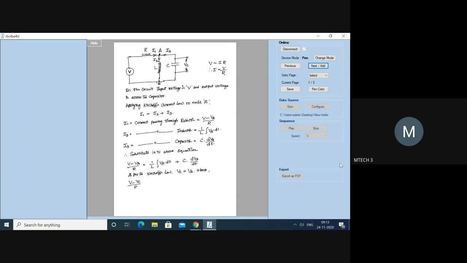V minus VC by R is equal to 1 by L integral VC dt plus C into dVC by dt. Okay, right. So we'll send R to the right side. It becomes V minus VC equals R by L integral VC into dt plus RC dVC by dt. So rearranging, V is equal to VC plus R by L integral VC into dt plus RC dVC by dt.